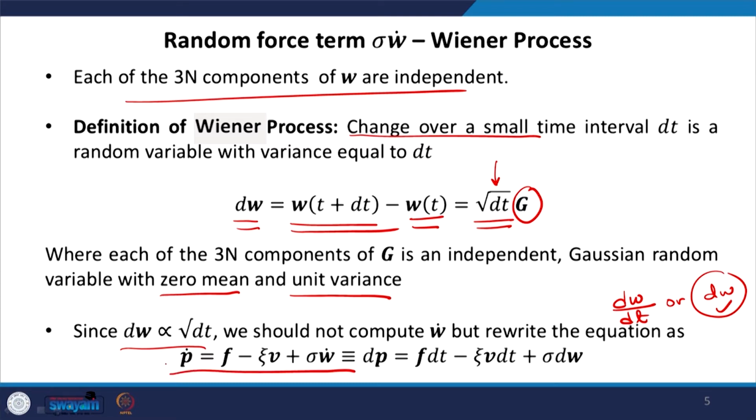So, I write this equation. You can note that dP by dt is equal to f minus zeta v plus sigma dW by dt, but I can also write it in the form dP is equal to f dt minus zeta v dt plus sigma dW, so that dW appears here as opposed to dW by dt. That is just a convenience from a numerical perspective, and also because W is proportional to square root of dt. So, with this particular idea, we basically numerically integrate the equation of motion.